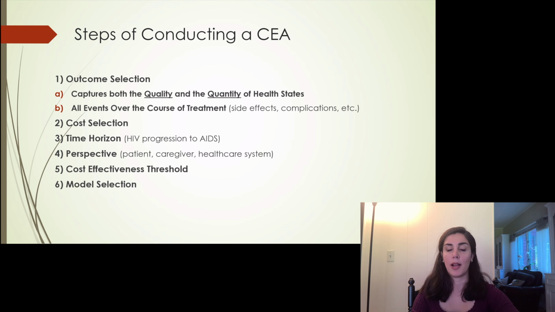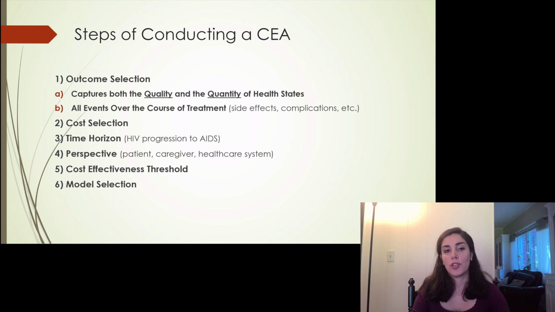So we talked a little bit about cost effectiveness, but now we want to see what the steps of conducting a CEA are. The first step is outcome selection, and the more comprehensive the outcome we select, the better. We want to capture both the quality and the quantity of health states the patients are in, but also all the events happening over the course of the treatment, for instance, any side effects or complications that they might have.